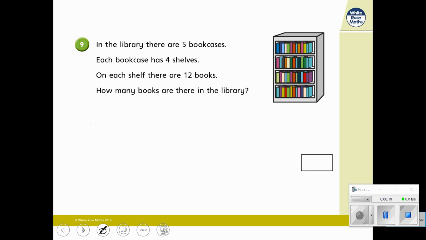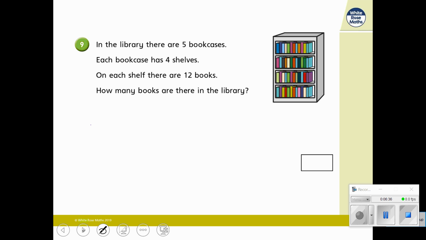Right. And we're on our last question now. In the library, there are 5 bookcases. Each bookcase has 4 shelves. On each shelf, there are 12 books. How many books are there in the library? There are 2 ways to answer this question.